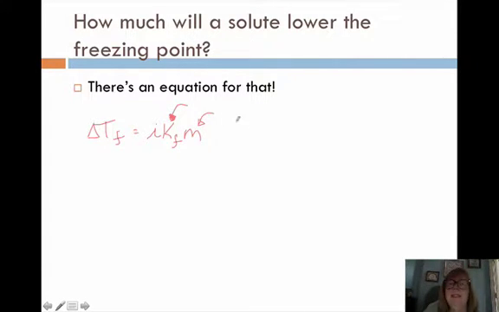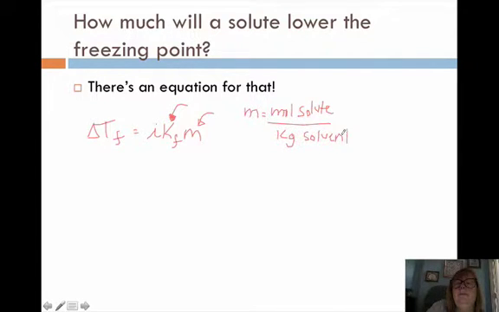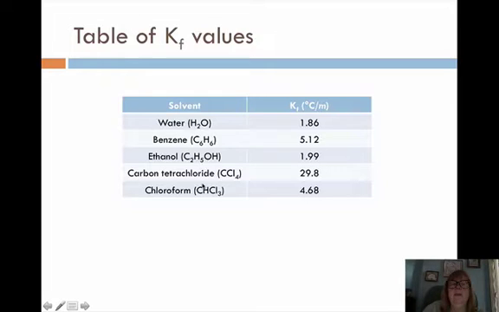Do you remember what that is? Molality is moles of solute divided by kilograms of solvent. Again, we use molality here because neither one of these units is affected by temperature, and it's exactly like the boiling point elevation formula, except once we calculate our change in temperature, we are going to subtract that from the normal freezing point because the freezing point is lowered.